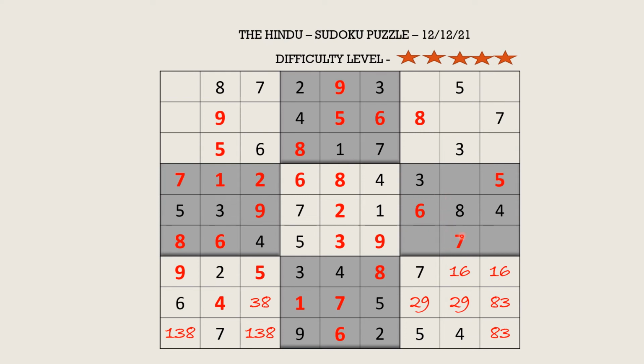Fine. So if you consider this row, there is only one empty cell and the missing number is 9. Fine. There are two empty cells here. The missing numbers are 1, 2, 1, 2. So let's mark it with a 1, 2, 1, 2 pair.